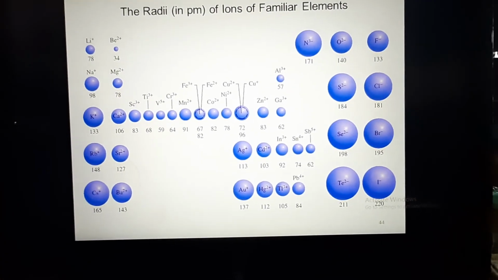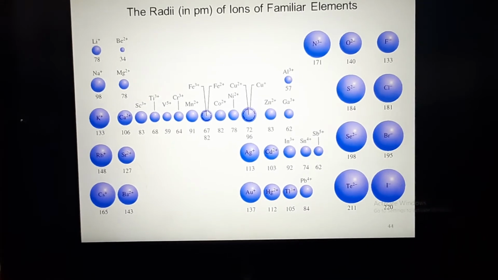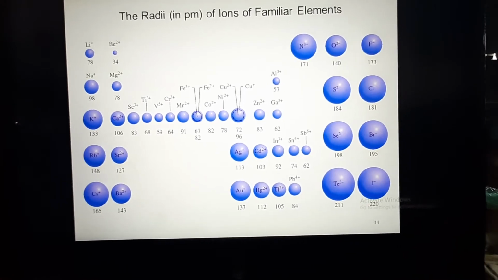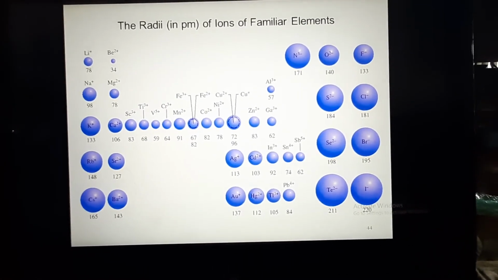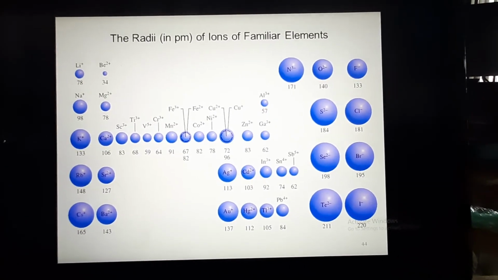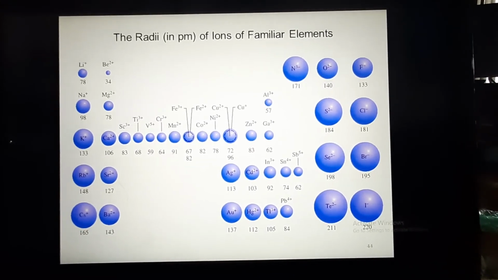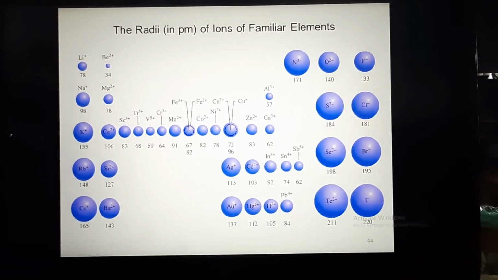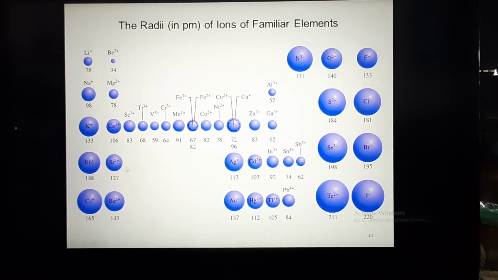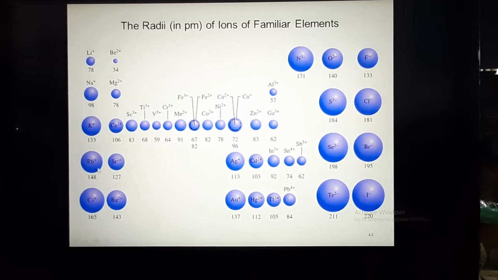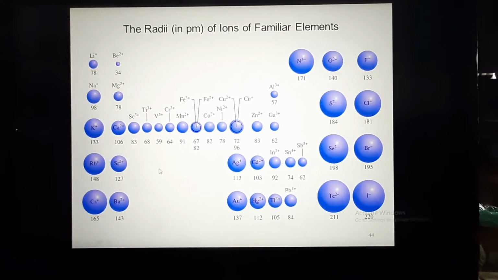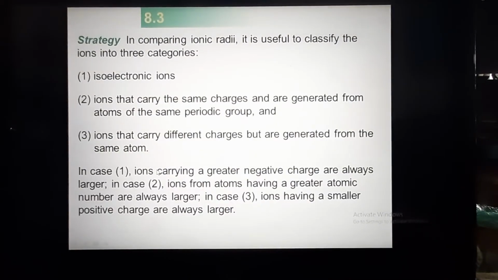So here is a picture of the ions and their radii compared to the originals. You can see that the groups 5, 6, and 7 that we see on the right are much larger as ions than they were in the regular state. And we can see that the positive cations, especially in groups 1 and 2, are smaller than they were as original neutral atoms.